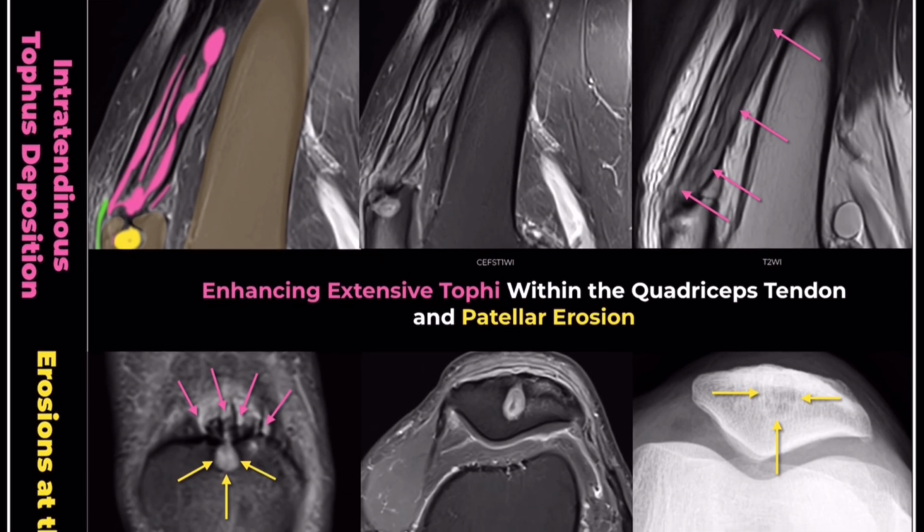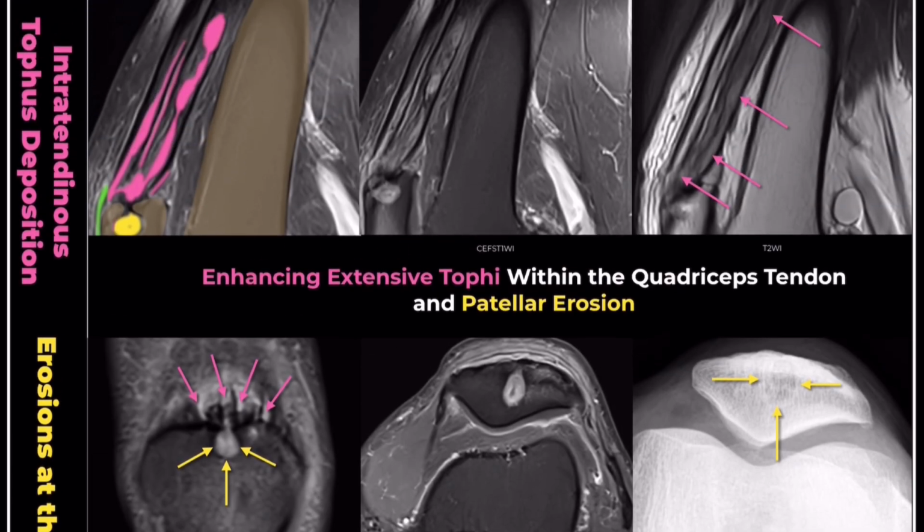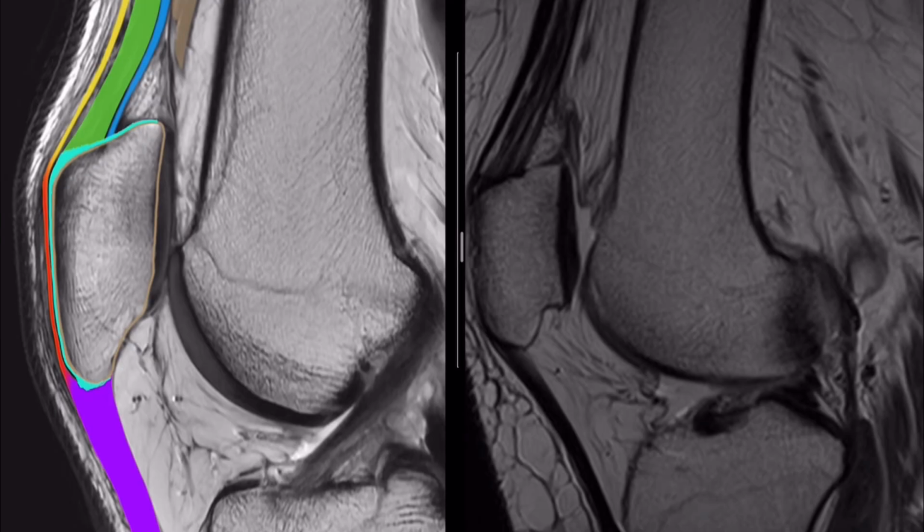Extracapsular tophi typically affect the prepatellar bursae and extensor mechanism. Let's examine a case. Let's first look at a normal quadriceps tendon.